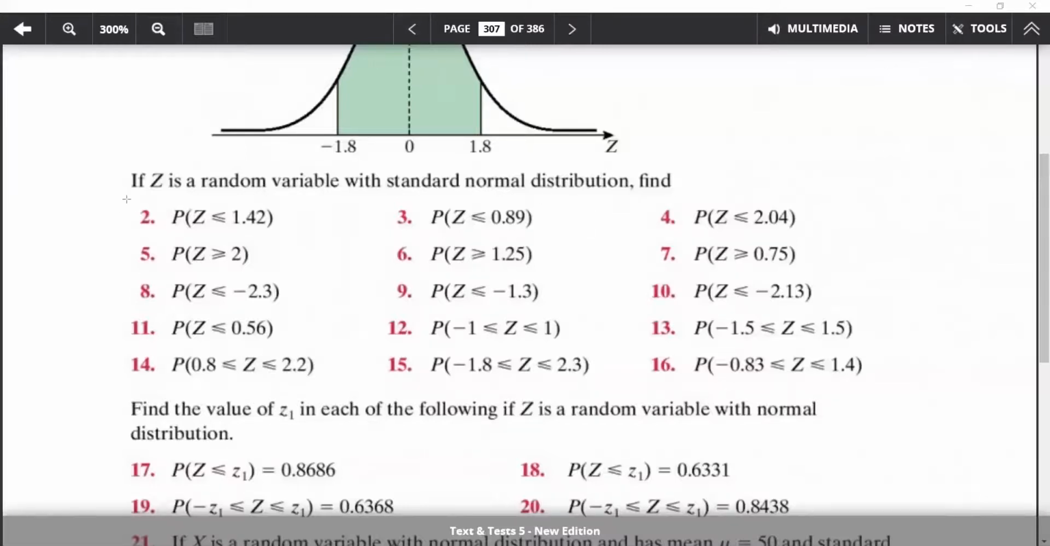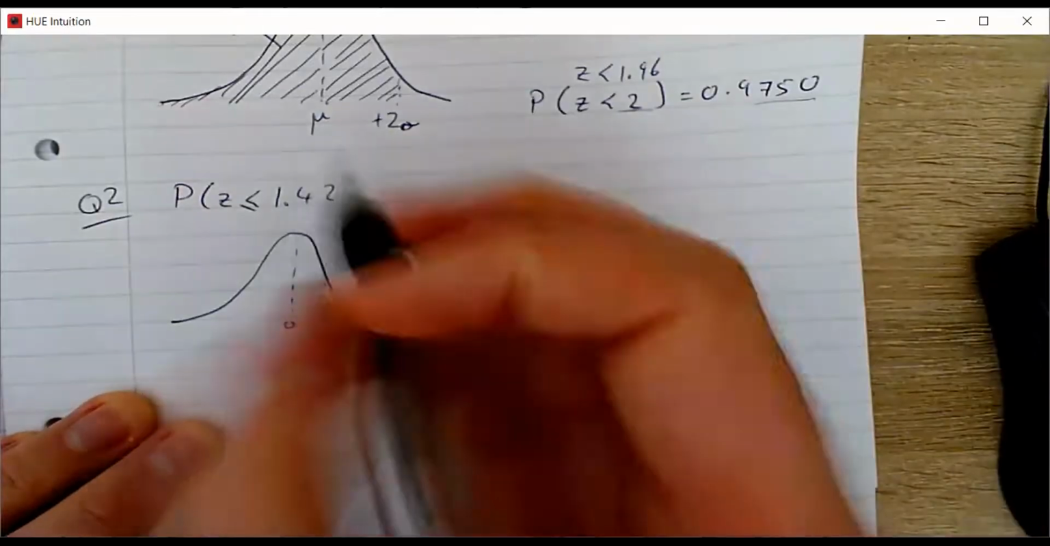Now the book jumps straight into these type of abstract questions. I'm not a huge fan of them. I prefer the examples. I'm going to do 2 and 5, and then we'll do some examples, and we'll come back to these ones now. So question 2 says, find the probability that a given z-score would be less than 1.42. Or less than or equal to 1.42.